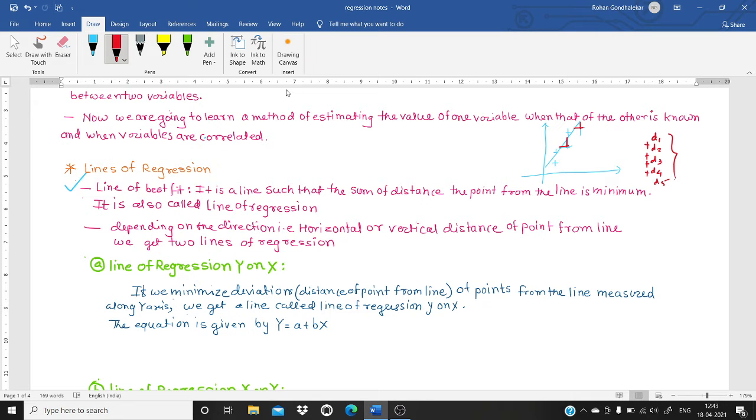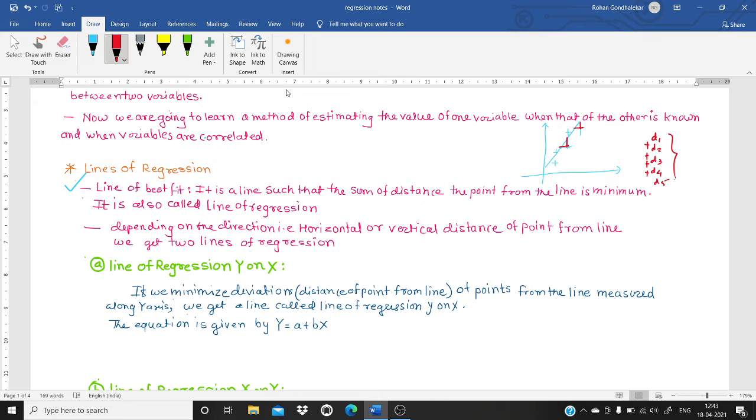Now if I consider the vertical distance, then again I will get the distance for each point, say d1 dash, d2 dash, d3 dash, d4 dash and d5 dash. Take their addition, and if it is a minimum, we say that it is a line of best fit considering the vertical direction.